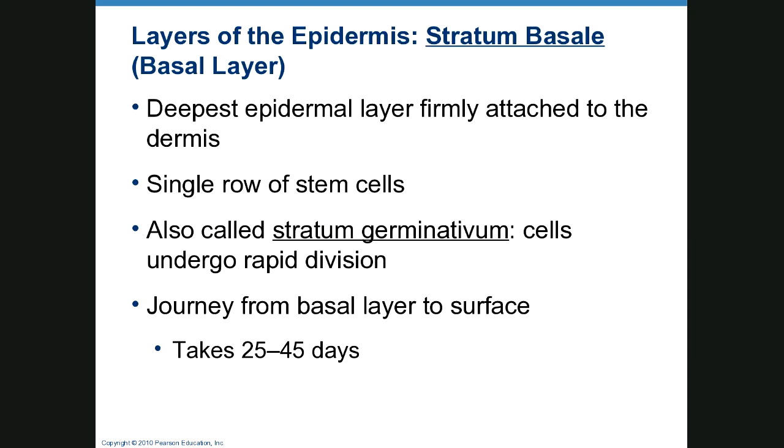Now, the layers of the epidermis, the layer at the very closest to the dermis is the stratum basale. It's also called stratum germinativum. Think of a plant germinating. This is the beginning, the stem cells. They rapidly divide. You always keep a layer of stem cells in this layer. And it takes about 25 to 45 days for it to go from the basal layer up to the top.